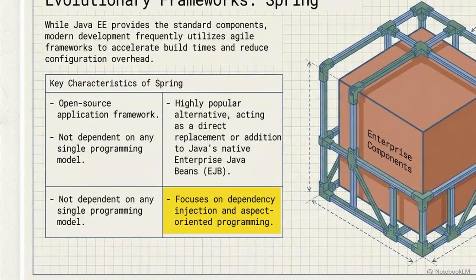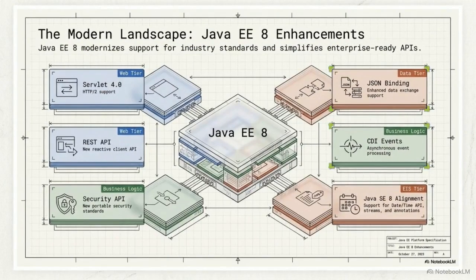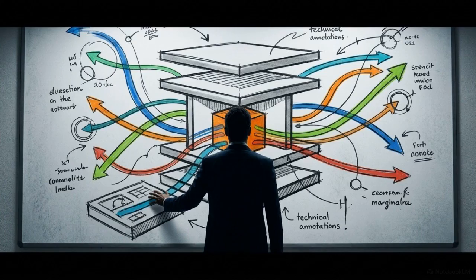This comprehensive map outlines the modern Java EE landscape. The ecosystem has evolved to modernize support across the web, business, and data tiers, integrating enhanced data exchange and asynchronous event processing. Mastering these architectural abstractions, whether deploying native components or frameworks like Spring, is the definitive threshold between a standard coder and an enterprise software engineer.